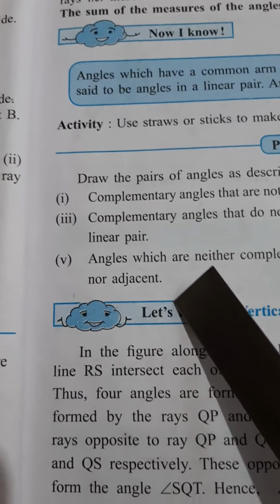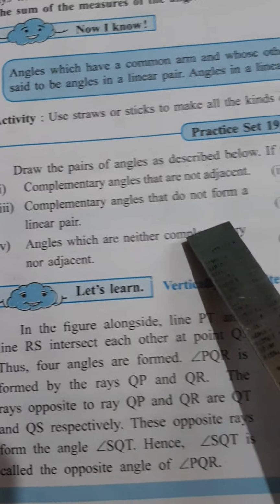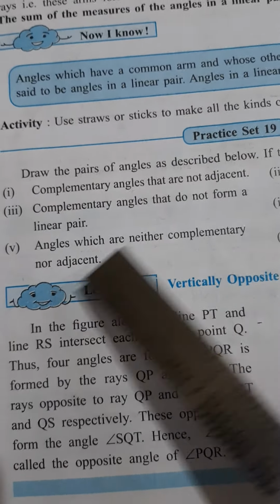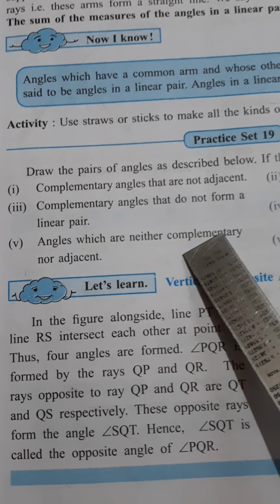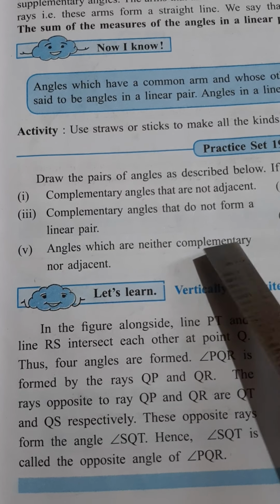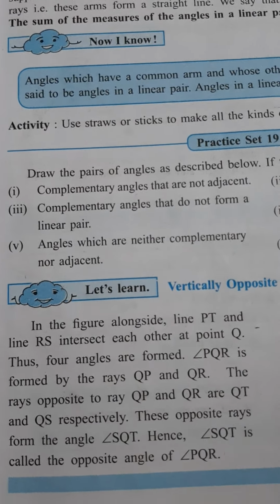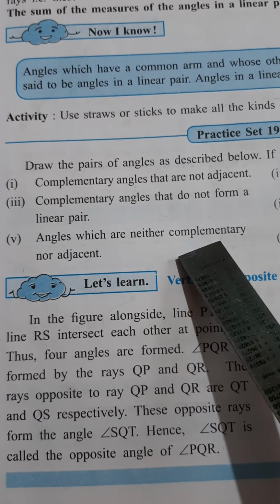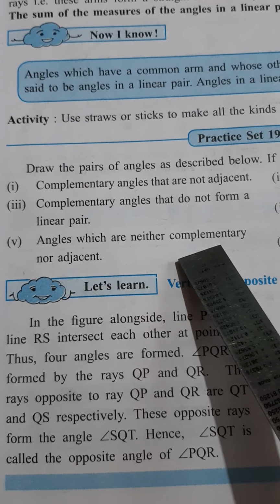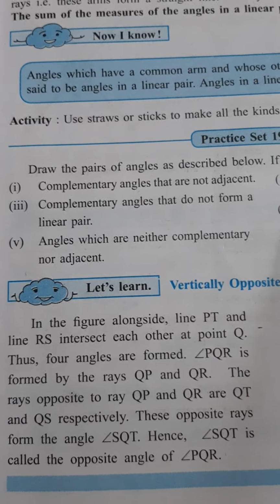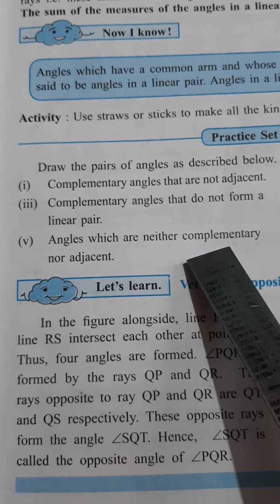See the fifth one. Angles which are neither complementary nor adjacent. You have to draw two angles which are neither complementary nor adjacent. How to draw the angles? Here you can draw on your own. The addition should not be 90 degrees and the angles should not be adjacent. So here you can draw any two angles.